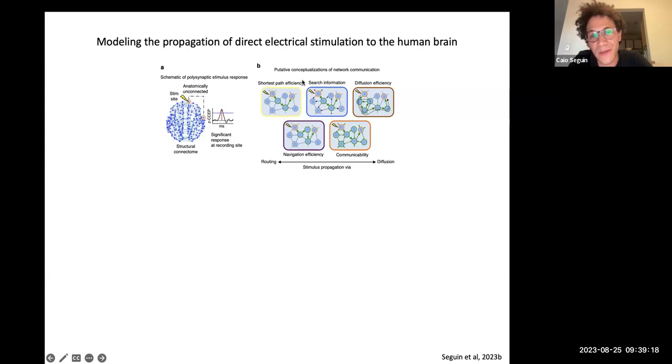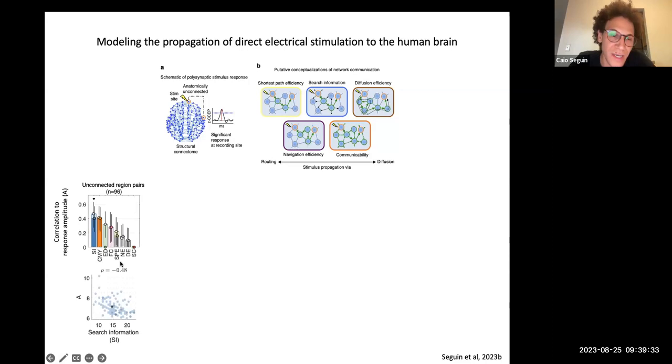So what we did in this paper is we got 5 different measures of communication. So these are our candidates to try to explain this propagation. And they range from kind of routing, so shortest paths, to diffusion, so communicability, and kind of a random walk here. So the idea is that if we simply correlate the communication measures with the amplitude, we actually get a really nice correlation. So this is for search information, and this is the amplitude of the response of the pulse.